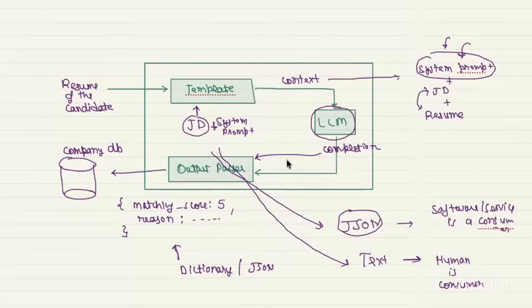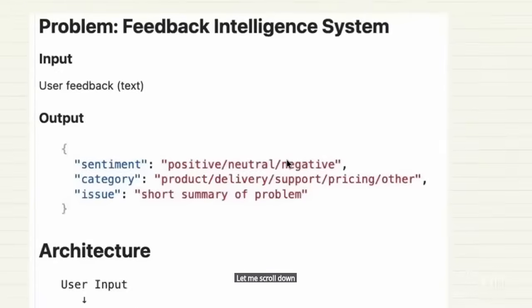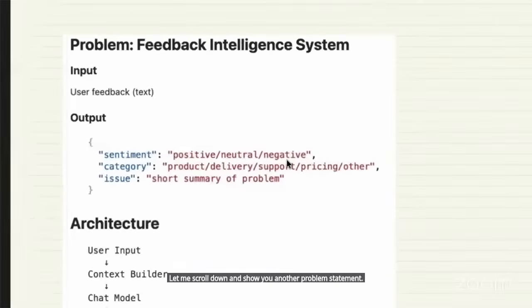All right. Amazing. Now, how do I build this system? In order to build this system, what will I use? Python programming. And under Python programming, what do I use? I use LangChain. Let me show you something very similar to this system, but not exactly this system as it is. Let me show you a different system, which also requires us to build something very similar to what I just showed you. Let me scroll down and show you another problem statement. Are you all ready to see this problem statement? Let's have a look at this.